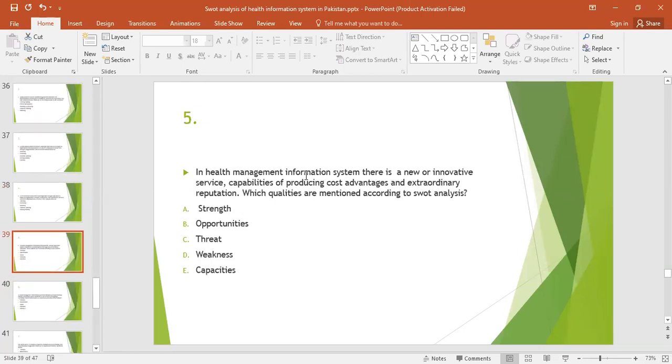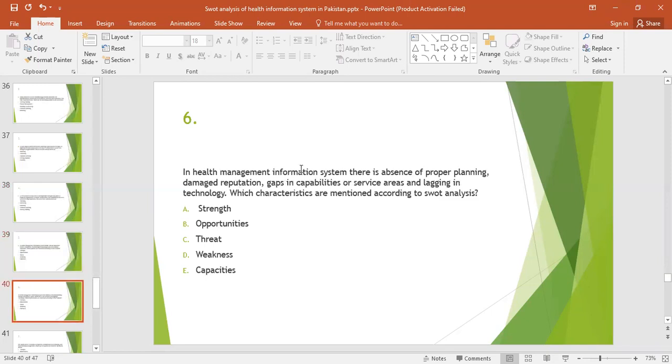In health management information system, there are new or innovative services, capabilities of producing cost advantages and extraordinary reputation. Which qualities are mentioned according to SWOT analysis? Strength, opportunities, threat, weakness, or capacities? A is the right answer. Strengths are mentioned in the statement.